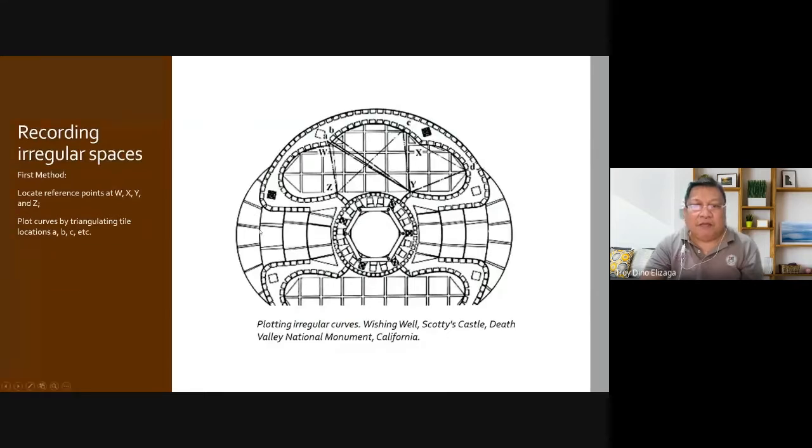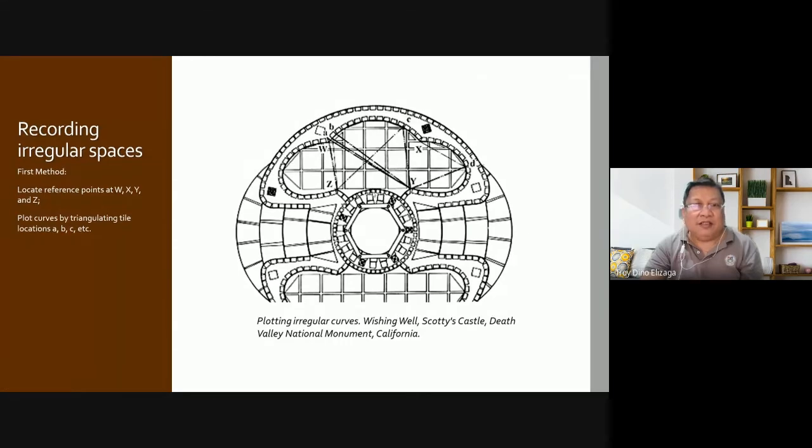Now, if you have this type of configuration, you cannot have one single reference line. So you'll have to triangulate again, no? The corners, and use that main triangulation as your reference line. So for example, along AWZ, you can get all the points for this arc on the left side, and along X and Y, you can get the reference points for the curve along the right side.